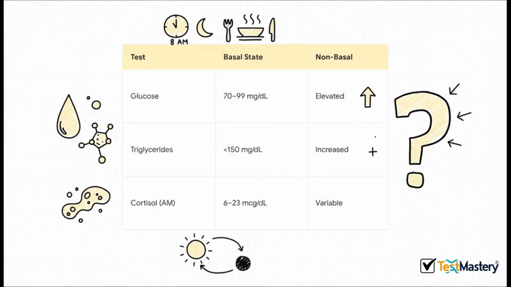Now, why does this matter so much? Well, this slide shows you perfectly. Just look at glucose. In that basal fasting state, it should be nice and low. But after you eat, of course it's going to be elevated. Same thing with triglycerides. If you draw from someone who just ate breakfast, their lipid panel might look really alarming, even if they're perfectly healthy. The context of the draw changes absolutely everything.